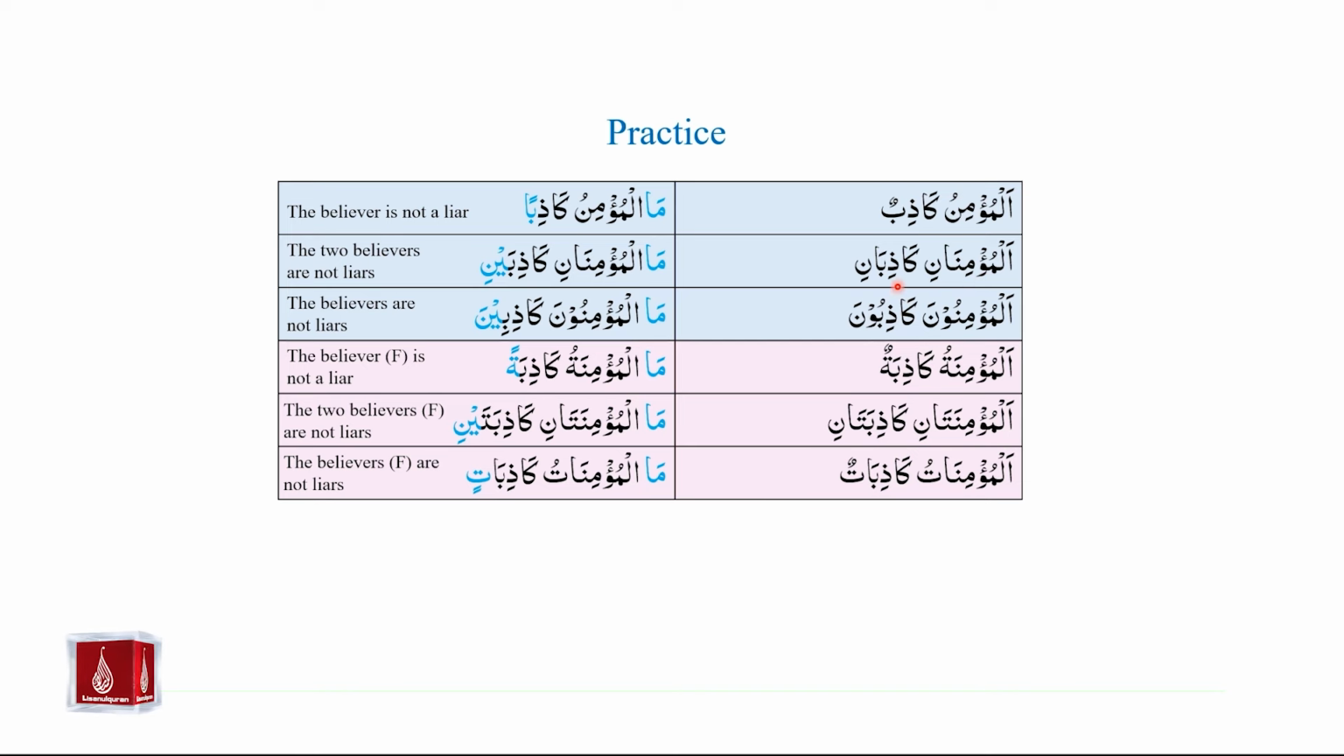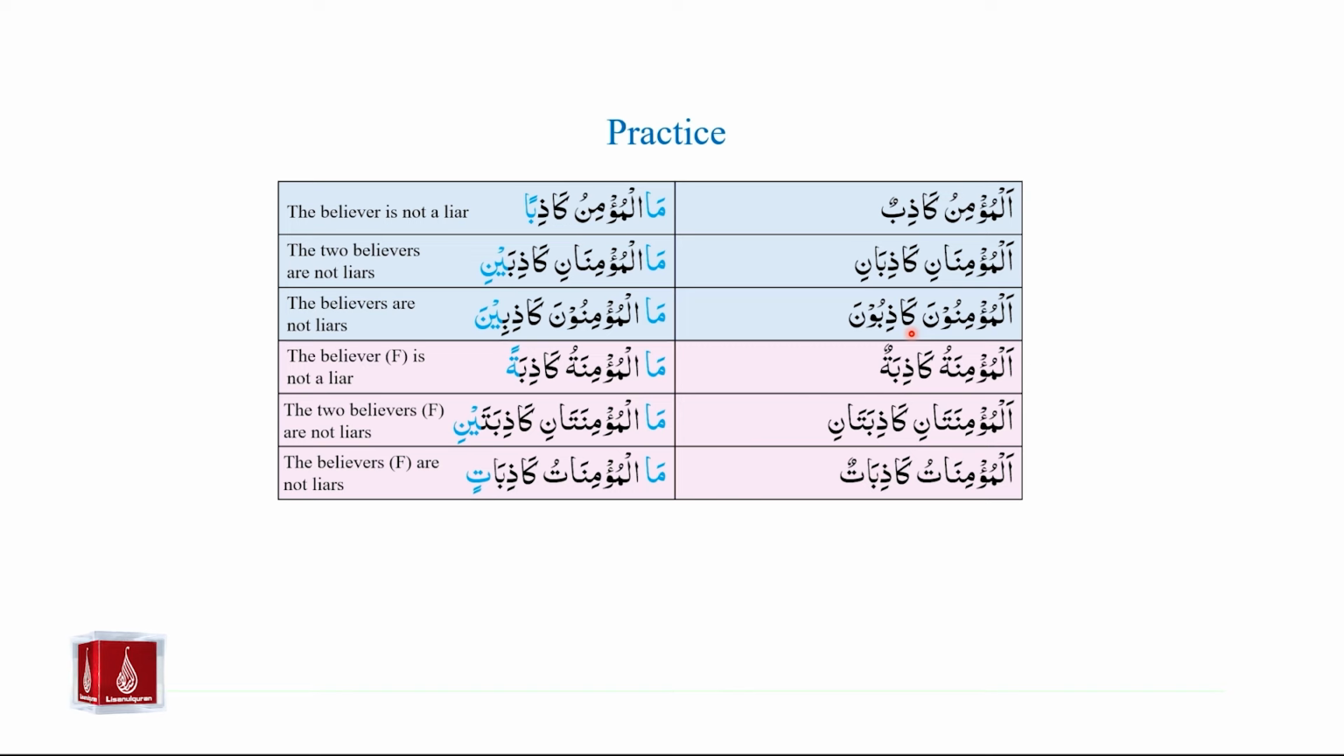Al-mu'minani kazibani. Mal-mu'minani kazibaini. Al-mu'minani is mubtada and it stays as al-mu'minani here because ma is not going to change the status of mubtada. The two believers are not liars. Please also note that aini ending sound indicates nasab and jar status, but in this case we know that kazibaini is indicating nasab status because ma will make the khabar mansoob.